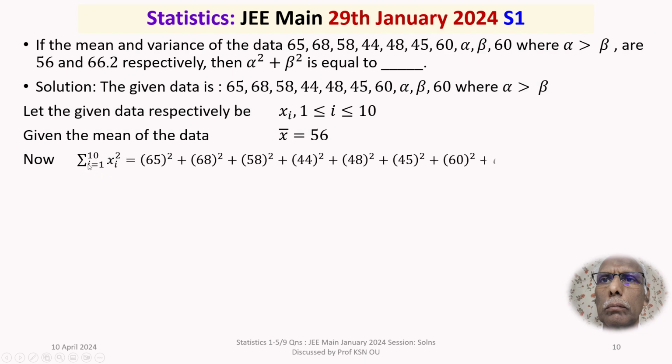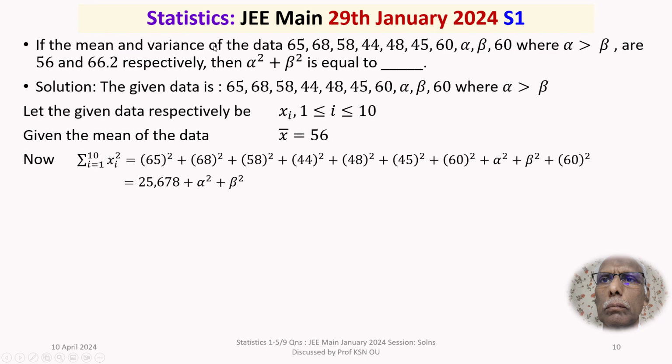Now we calculate the sum of xi square for i equal to 1 to 10. That is the sum of the squares of the observations. That is 65 square plus 68 square plus 58 square plus 44 square plus 48 square plus 45 square plus 60 square plus alpha square plus beta square plus 60 square. Agreed. So that will be 25,678 plus alpha square plus beta square.